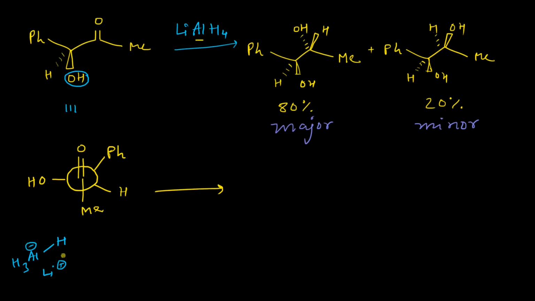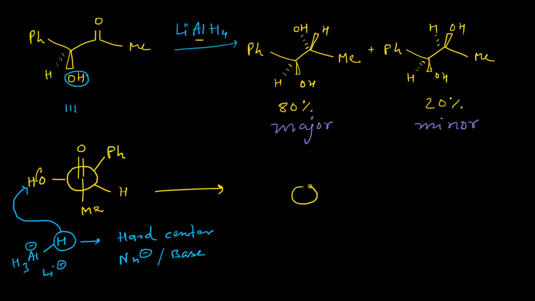Remember one thing, that this particular hydrogen atom of lithium aluminum hydride is a hard center, and due to that reason the hydride of lithium aluminum hydride behaves as a good nucleophile as well as a good base. And here, due to the basic property, this particular hydride will first snatch this acidic hydrogen from the OH group, and this will eventually form an alkoxide. And if we draw the alkoxide also in Newman projection formula, it will eventually look like this.